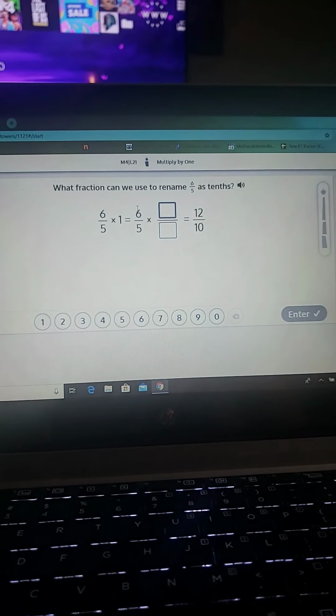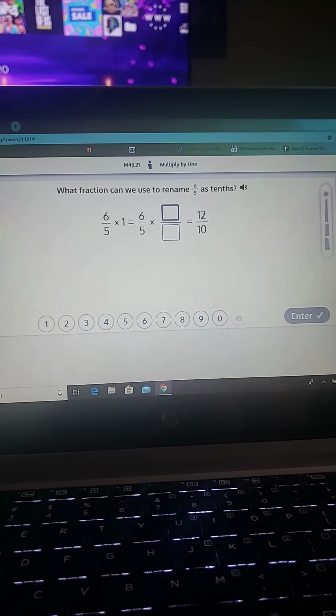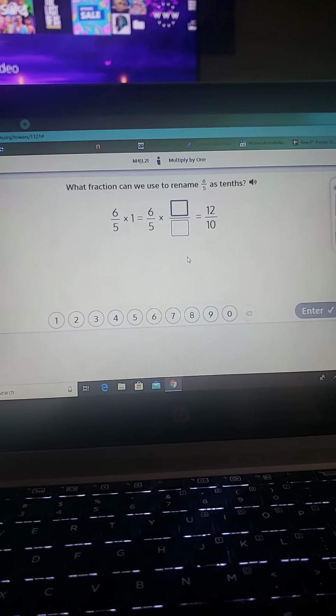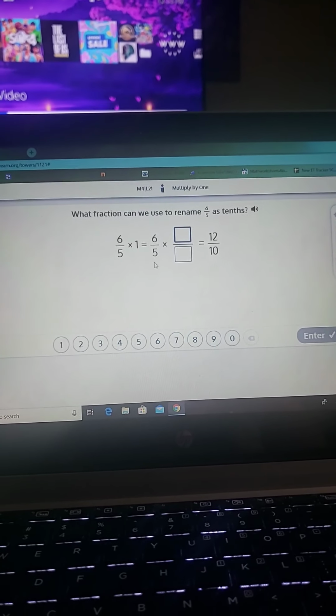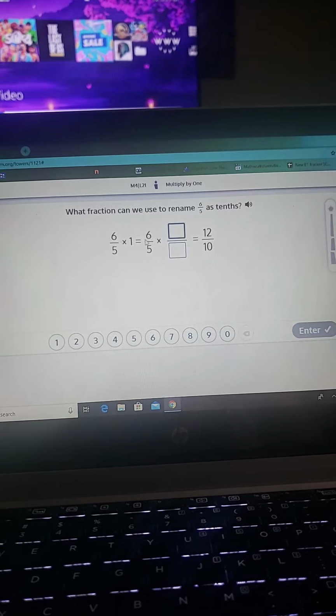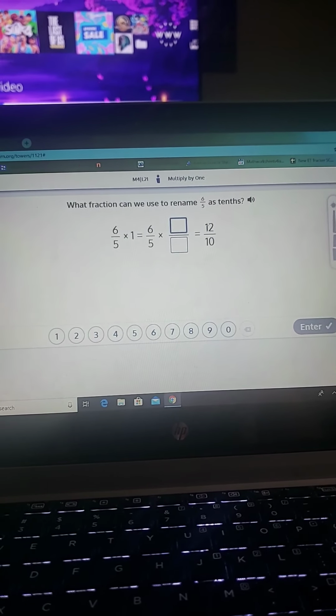You're going to take this smaller fraction, whatever yours may be, and you want to change it into this fraction. So when I did this tower power the first time, I had 5 over 2 to something over 10, and now I have 6 over 5. So whatever your number is, you're just taking this fraction, and you want to change it to this fraction.